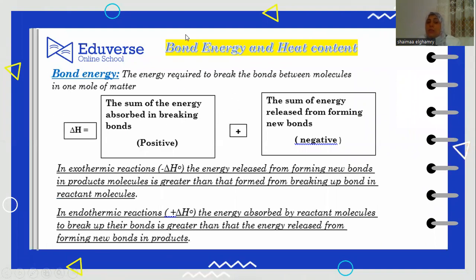In exothermic reaction, delta H is negative. So the sum of energy released from forming bonds is greater than the sum of energy absorbed in breaking bonds. Now, what about endothermic reaction? In endothermic reaction, delta H is positive. Why is it positive? Because the sum of energy absorbed in breaking bonds is greater than the sum of energy released from forming new bonds.